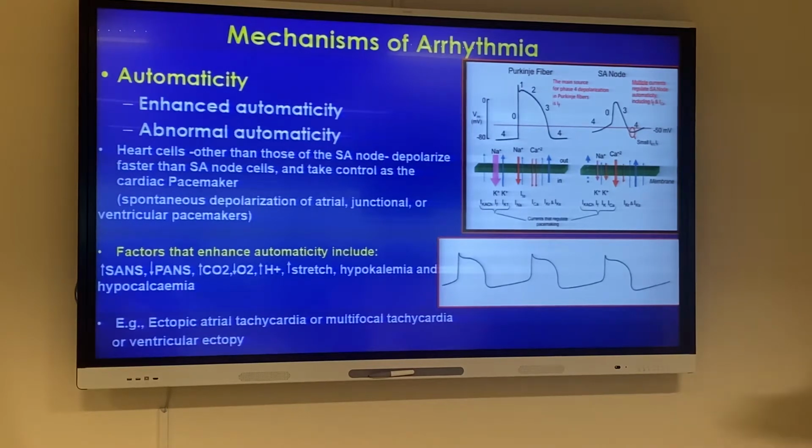There are certain factors that cause this abnormal automaticity, like increased sympathetic activation, decreased parasympathetic, acidosis, hypoxia. There are different mechanisms that can trigger abnormal automaticity.